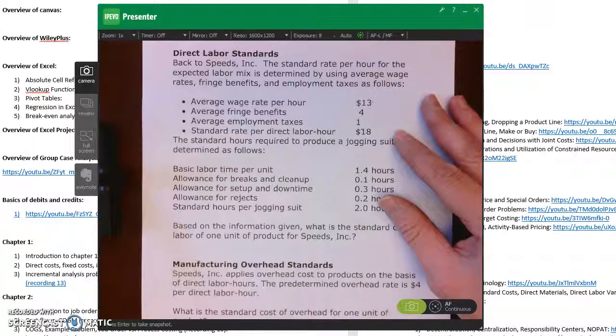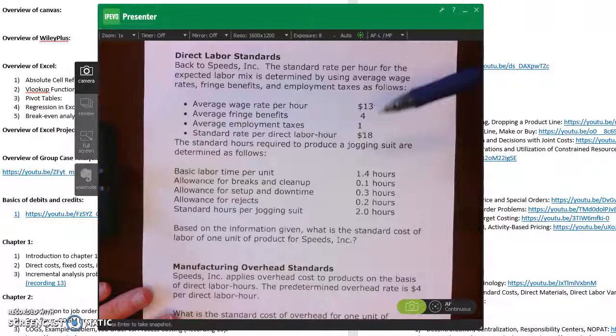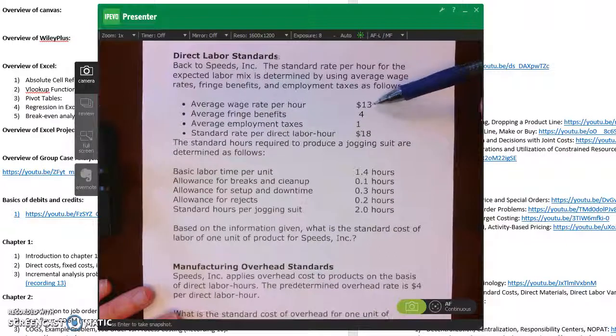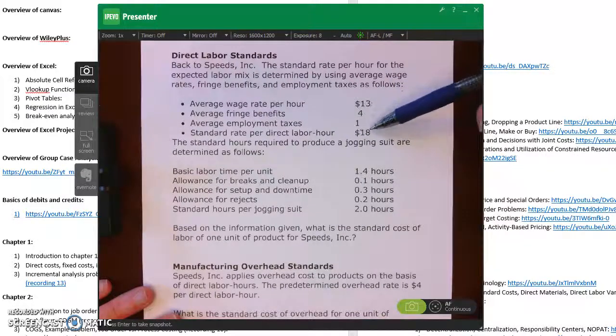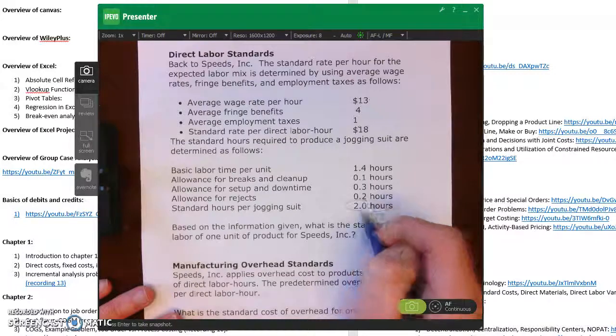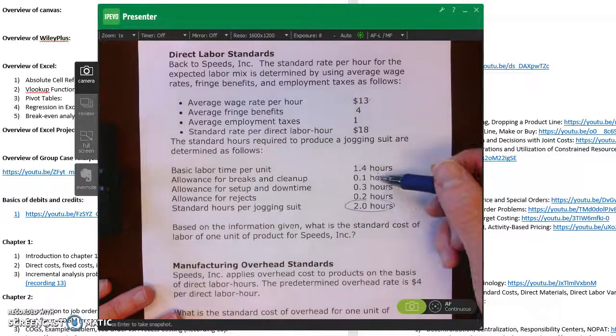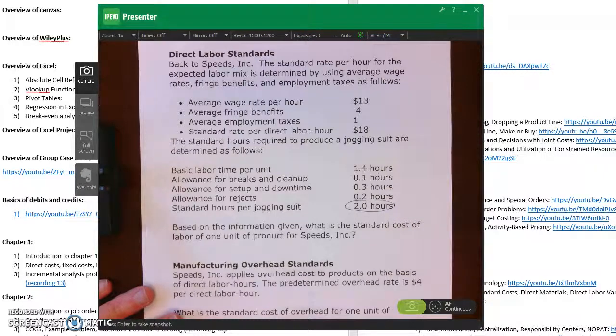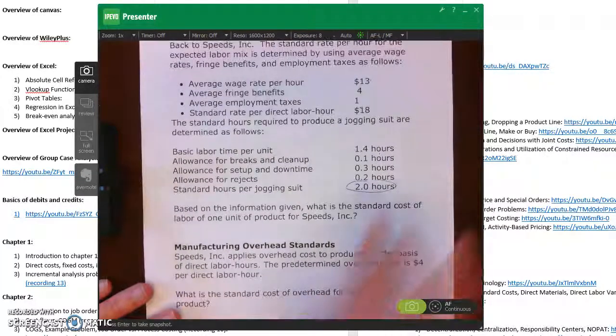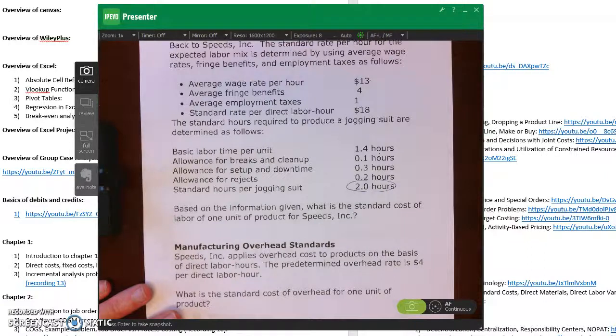Okay, I'm back. Sorry about that. But let me just continue on with what I was saying. Each hour of labor should cost us $18 in terms of our wage per hour. You can see that includes our fringe benefits and our employment taxes, $18. And then here would be our attainable standard where we say it should take us about 1.4 hours, but we do allow for breaks, cleanup time and setup time. It should take us 2 hours to make one jogging suit.